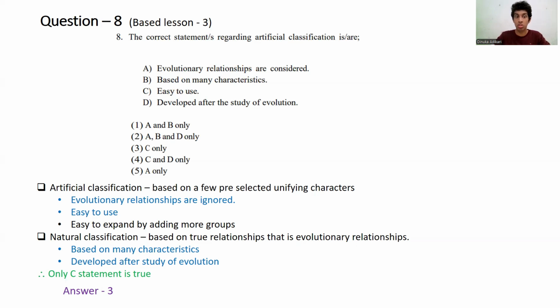C. Easy to use. Yeah, artificial classification is very easy to use. Therefore, C is correct regarding artificial classification. D. Developed after the study of evolution. No, artificial classification is not developed after the study of evolution, but natural classification is developed after the study of evolution. Therefore, only C is correct regarding artificial classification. Therefore, the correct answer is 3.